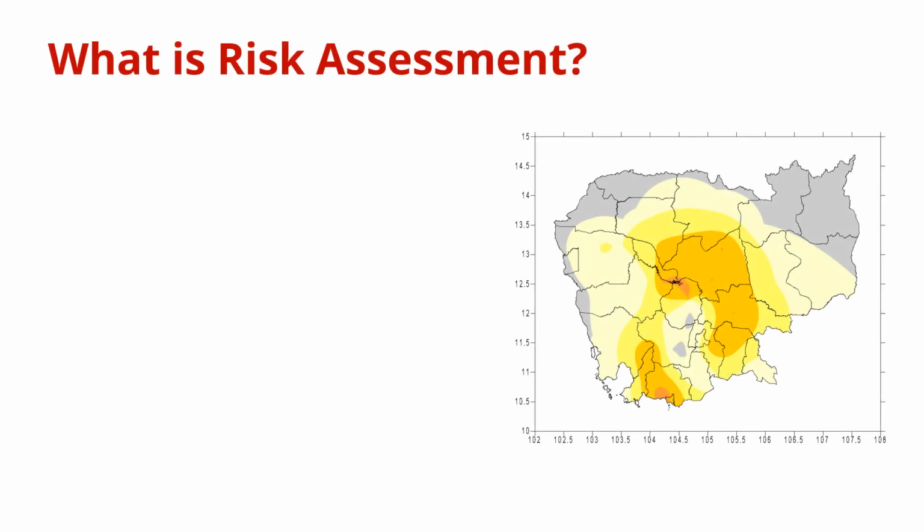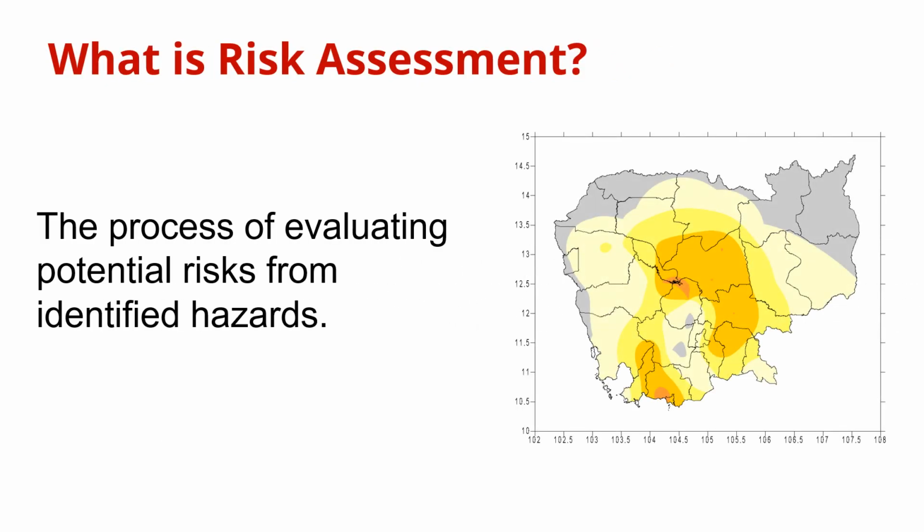Risk assessment is the process of evaluating the potential risks posed by identified hazards. It considers two main factors: the likelihood of the hazard occurring and the severity of its potential impact. But risk assessment doesn't stop there. It also analyzes the exposure and vulnerability of populations, infrastructure, and the environment to these hazards. By combining these factors, we can prioritize risks, focusing our resources on those with the greatest potential for harm.